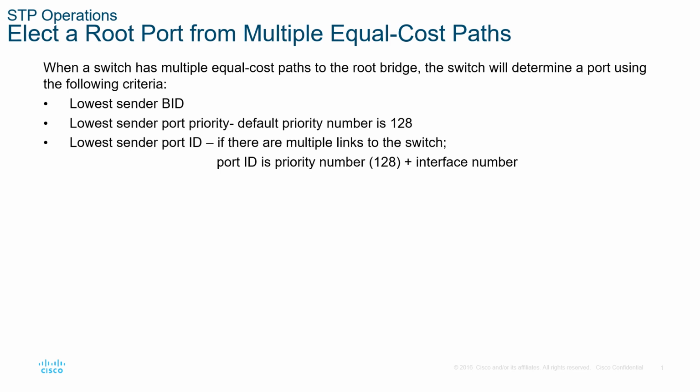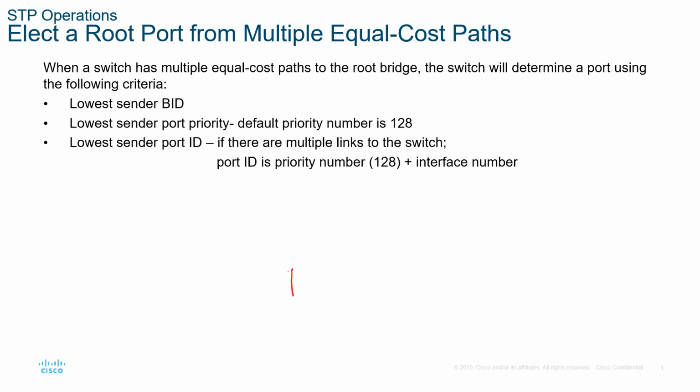So when a switch has multiple equal cost paths to the root bridge, the switch will determine a port using three criteria. The first criterion is lowest sender BID, the second criterion is lowest sender port priority, and the third criterion is lowest sender port ID. The thing that needs to be highlighted here is the lowest sender.